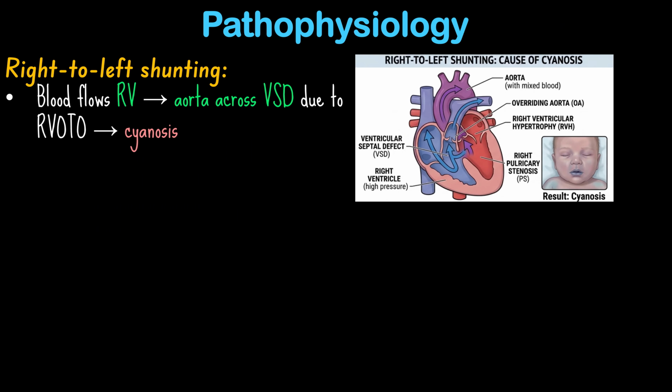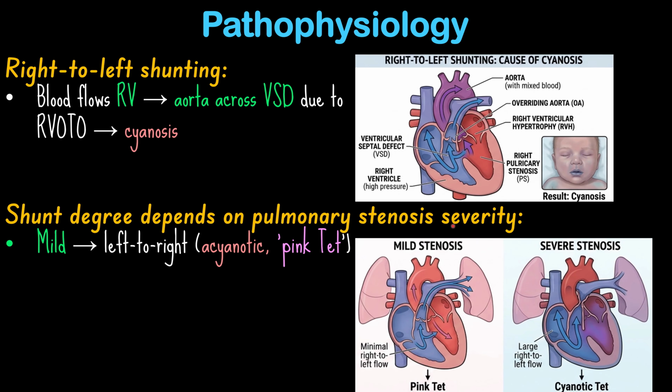Now, let's talk about the pathophysiology. Because of the right ventricular outflow tract obstruction, blood flows from the right ventricle across the VSD into the aorta. This creates a right-to-left shunt, which causes cyanosis. The degree of shunting depends on the severity of the pulmonary stenosis.